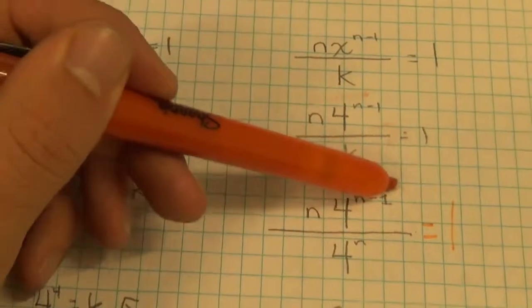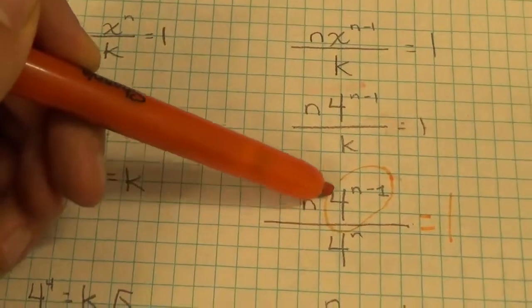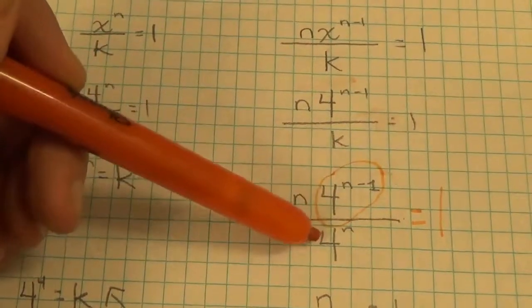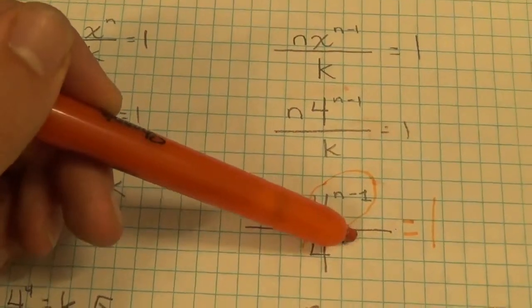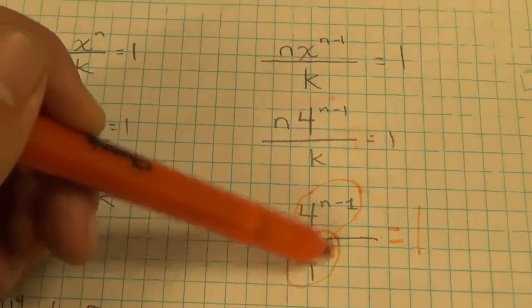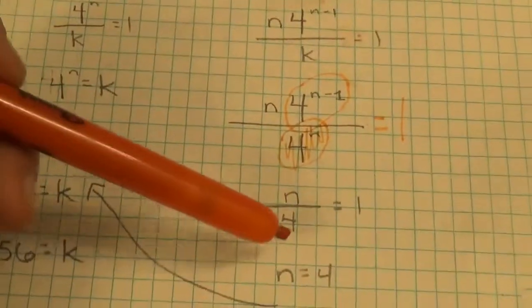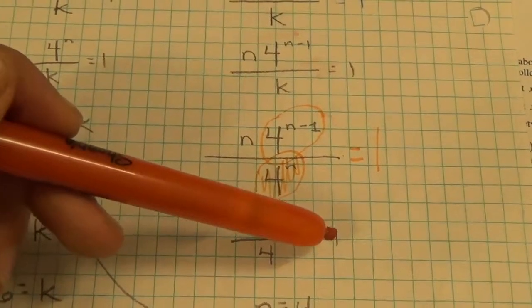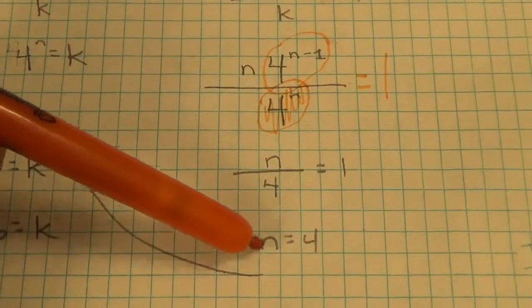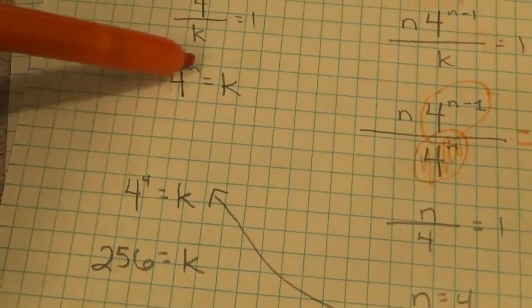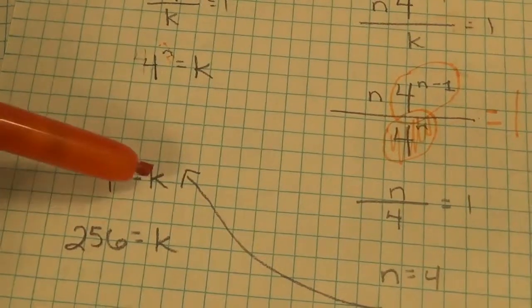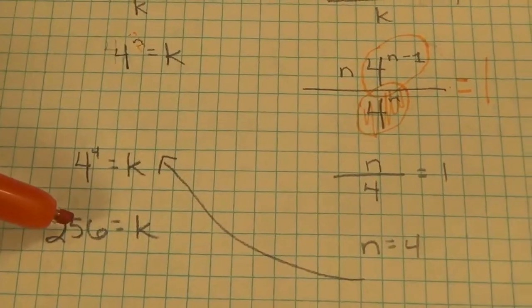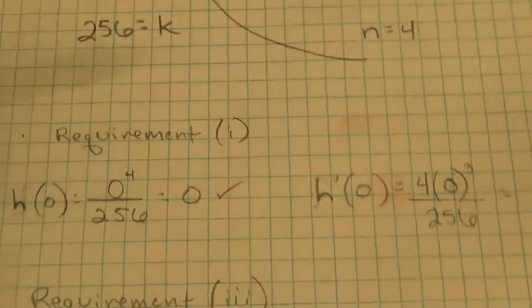So this term, this is the most difficult part of this entire problem in my opinion. This term will cancel perfectly with this term, except that there will be 1 left over on the bottom. There will be 1 multiple of 4 left over. So I'm left with n divided by 4 equals 1. From there I can multiply to find that n equals 4. And then I can plug that answer back in right here to find that k equals 4 to the 4th power, or 256.